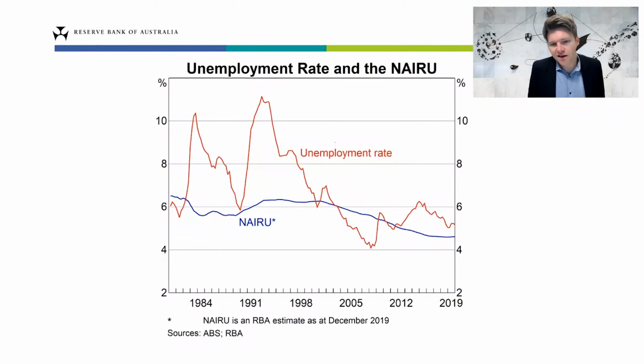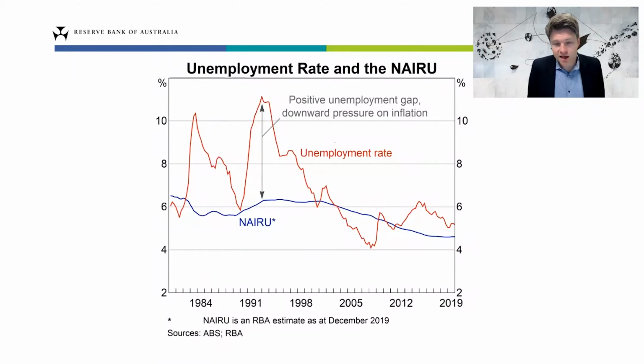And the reason for that is, well, it's partly by assumption, but it's also because the NAIRU is influenced by longer run structural factors that tend to evolve very slowly over time. And I'll talk a little bit about some of those structural factors later. And so the unemployment gap is just the difference between these two lines.